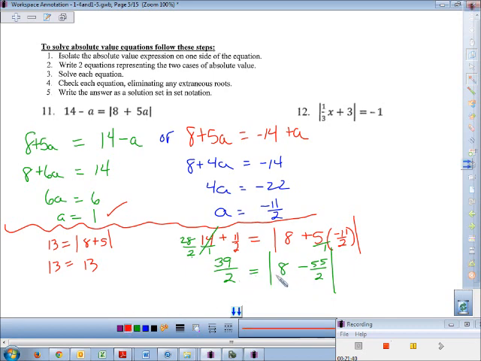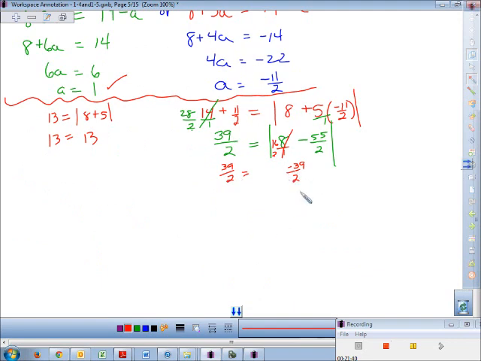Now, let's change this to 16 halves, so I could subtract those from each other. So 39 halves comes down. It will still be over 2 right here. And 16 minus 55 is how much? You can use a calculator. 16 minus 55 is how much? Negative 39.